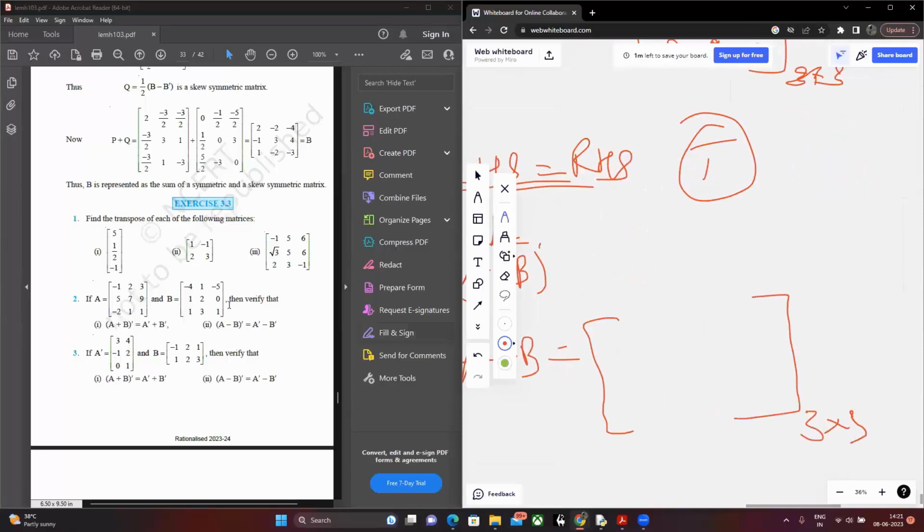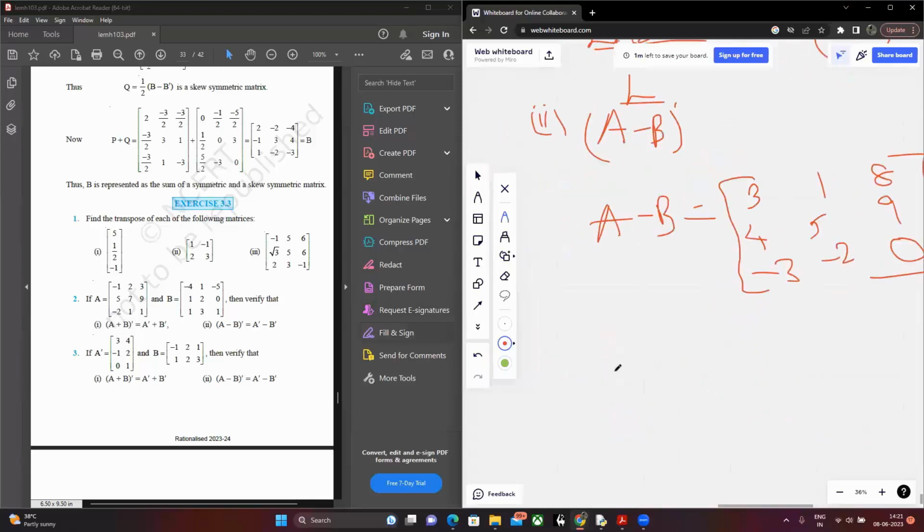This is a 3x3 matrix again because each of these is going to be 3x3. I calculate A minus B as -1 - -4. That's going to be 3. That's -1 + 4, right? Then you have 2 - 1, that is 1. You have 3 + 5, that is 8. And then you have 5 - 1, 4, 7 - 2, that's a 5. And 9 - 0, that is 9. Finally, you have -2 - 1, that's -3. You have 1 - 3, that's -2. And you have 1 - 1, right?